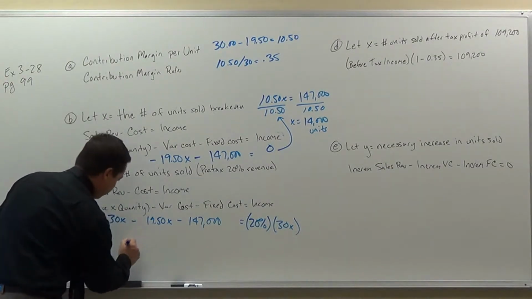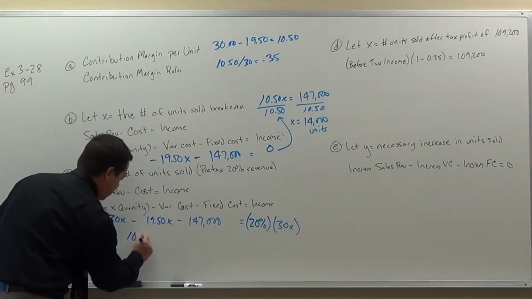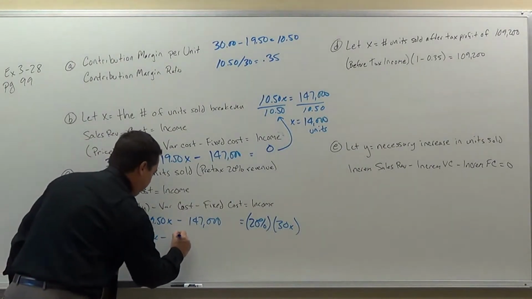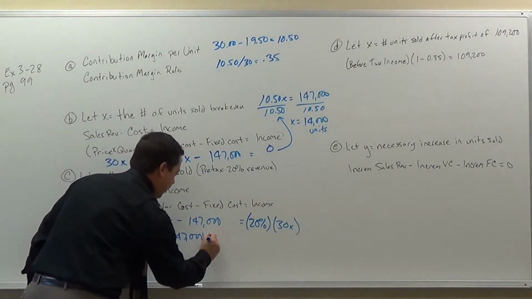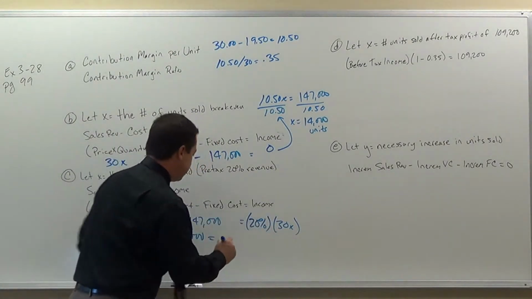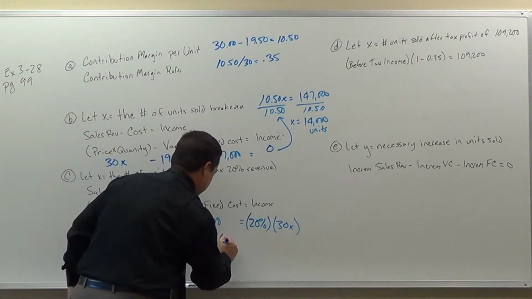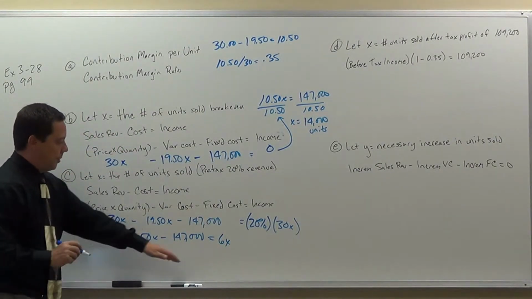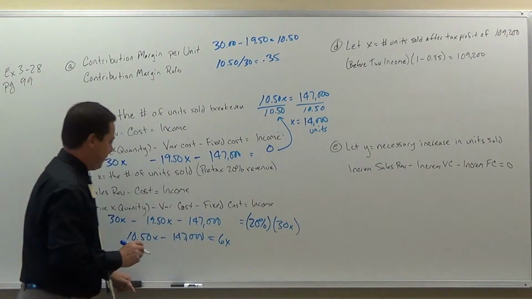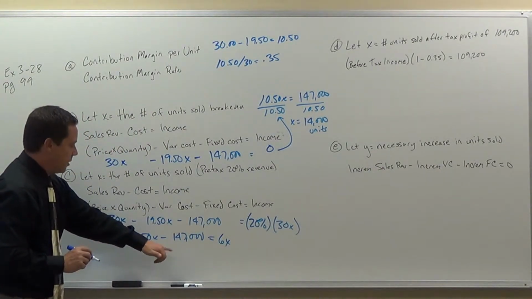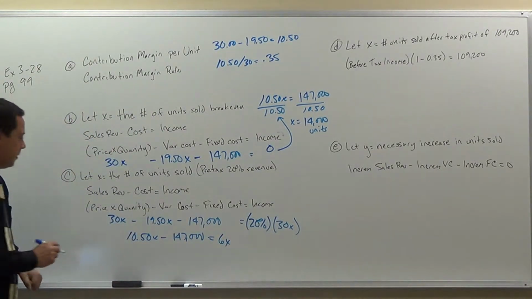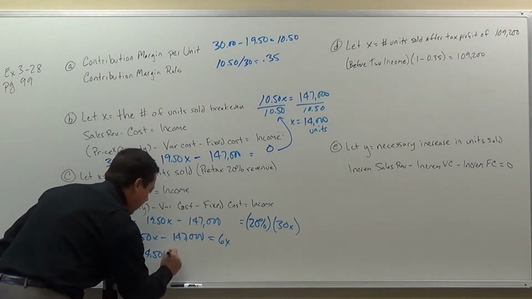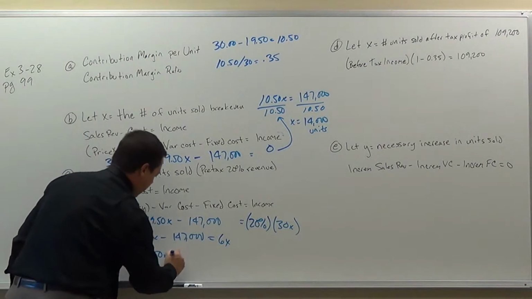All right, so let's continue on. Moving through here, I have 10.50x minus my 147,000, and that equals 20% of 30x, which is 6x. I'm jumping a little forward here. So what I'm going to do here is subtract 6x from this, and then subtract 6x from here. That will give me 4.5x. And then I will add 147,000 to both sides.